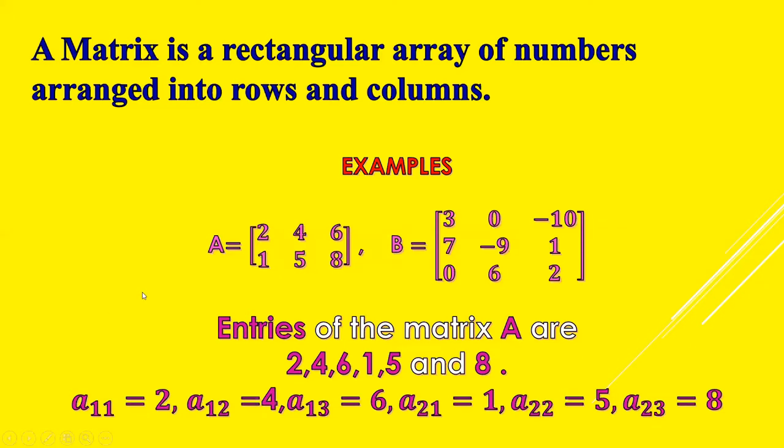And now we can write A11, first row, first column element, which is 2. So I can write A11 equal to 2. First row, second element is 4, so A12 equal to 4. A13 equal to 6. A21, second row, first element is 1, so A21 equal to 1. A22 equal to 5. And A23 equal to 8.